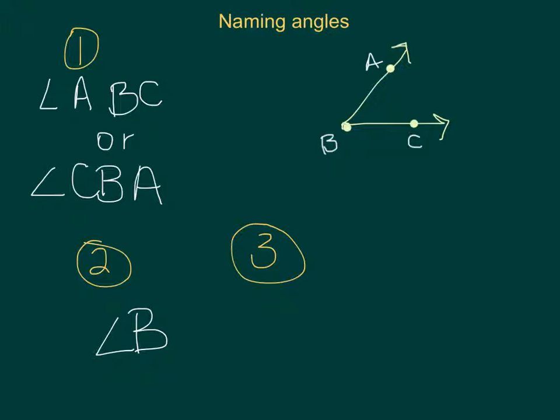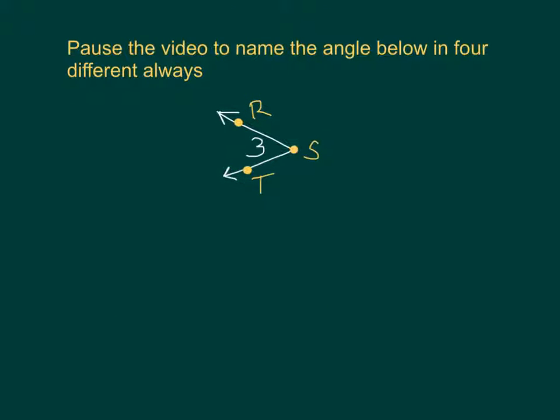The third way is to use a number. Sometimes an angle will have a number on the inside, and so you'd be able to just say angle 1. So there's actually 3 ways, with one of them kind of being 2 ways in one. So sometimes you may be asked to label an angle in 4 different ways. There's 3, but then number 1 is broken into 2 separate ways. Pause the video to name the angle below in 4 different ways.